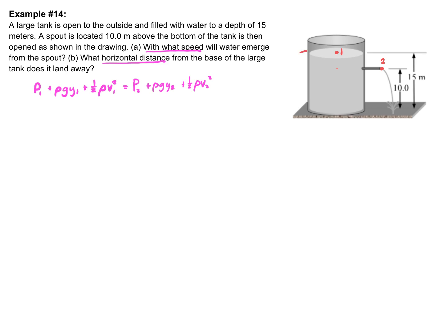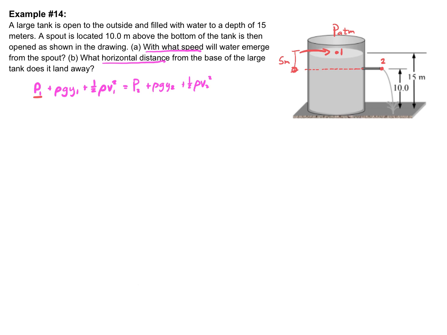At point 1, I can see that the only pressure would be the atmospheric pressure, right? The P atm. So that would be pressure 1. All right? The rho g y, if I make the height of 2 my 0, then the height of 1 would be the difference between that 15 and that 10. So therefore, my y here would be 5 meters.